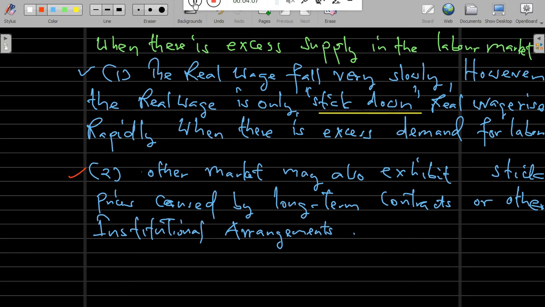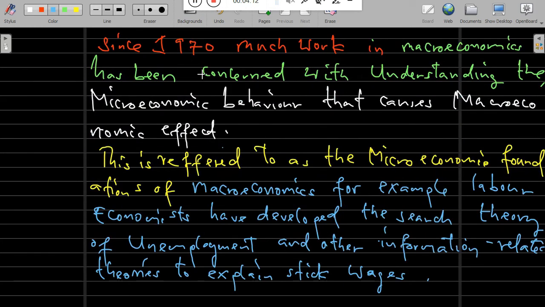Since the 1970s, much work in macroeconomics has been concerned with understanding the microeconomic behavior that causes macroeconomic effects. This is referred to as the microeconomic foundations of macroeconomics. For example, labor economists have developed the search theory of unemployment and other information-related theories to explain sticky wages.